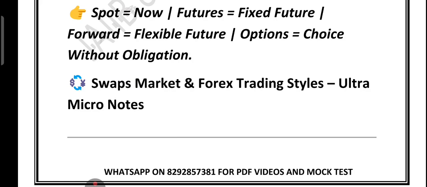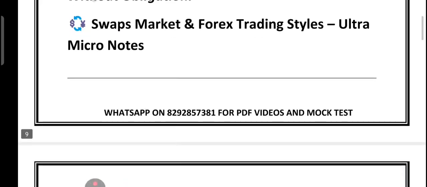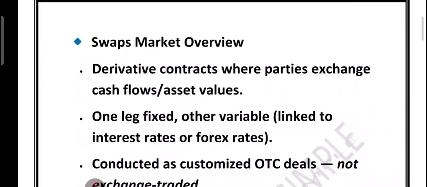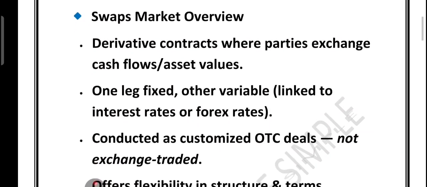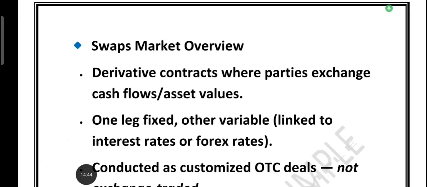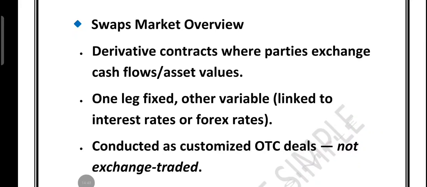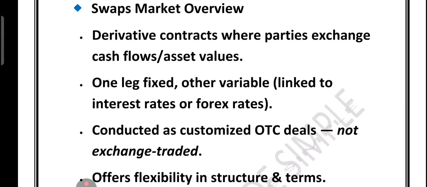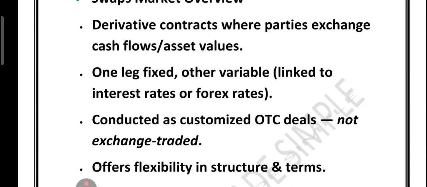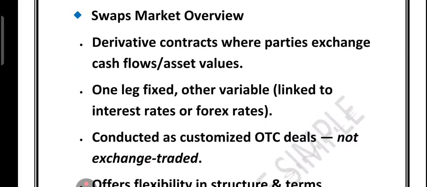Now let's look at swaps. A swap is basically a financial agreement between two parties, where they exchange cash flows, or sometimes the value of assets. That is called a swap. You can think of it like this: one party agrees to pay a fixed rate while the other party pays a variable rate, which is often linked to the interest rate or foreign exchange rate. This is how the swap happens.